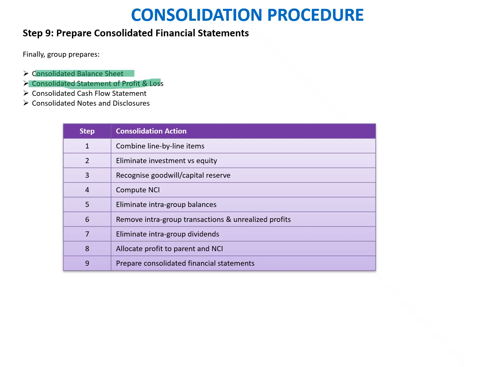Consolidated statement of profit and loss account, consolidated cash flow, and the consolidated notes and disclosure. This is a quick summary of the 9 steps that need to be managed to ensure how the consolidation is going to happen. An entity has to follow these 9 steps to ensure that all the consolidation procedure happens as per Ind AS 110. This procedure is prescribed by Ind AS 110 and needs to be adopted the way it has been described. So we'll move to the next slide.